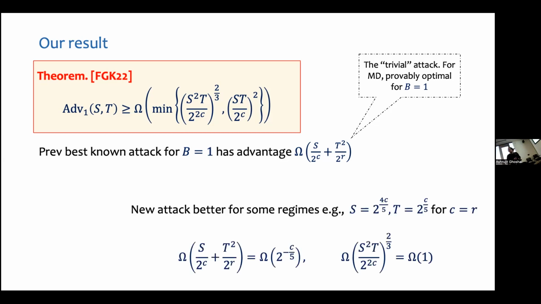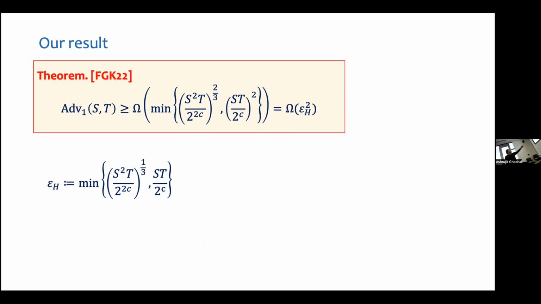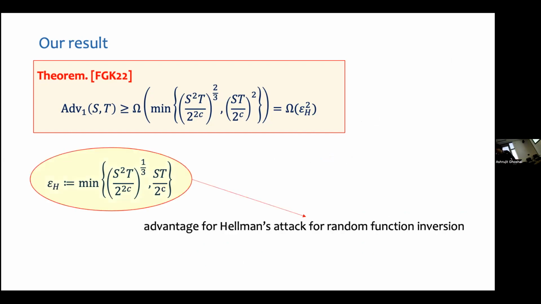But for the sponge construction, there are certain parameter regimes where the new attack that we have is exponentially better than this trivial attack, meaning that we have found a scenario where the sponge construction is in some sense less secure than Merkle-Damgård. I'll denote this very complicated looking term by epsilon_H squared, where epsilon_H is the advantage for Hellman's attack for random function inversion. For those of you who are not familiar with it, I'll come back to this very soon.